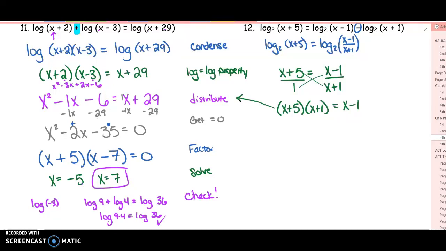Do you want to try finishing this one on your own? Okay, finish this one on your own. In about 30 seconds, I will put the answer up here.